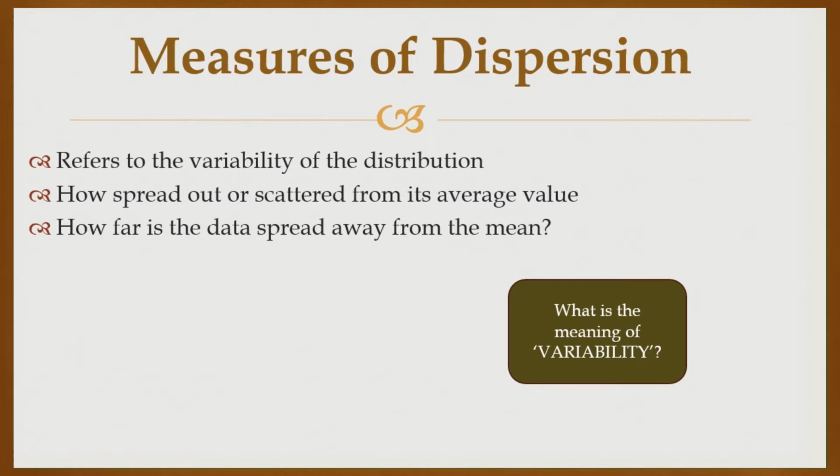What is dispersion? Like I told you just now, it refers to the variability of the distribution. What does variability mean? That means how different it is from one another. Like I said, I've got a big variety of food, a variety, variability. They all mean the same thing, of different kind. They are spread out. How spread out or scattered from its average value. That means if my average is 80, for an instance, how far is my data from 80? Usually we want most of our data to be close to the average value, because average basically tells you the story of what's going on in the question.